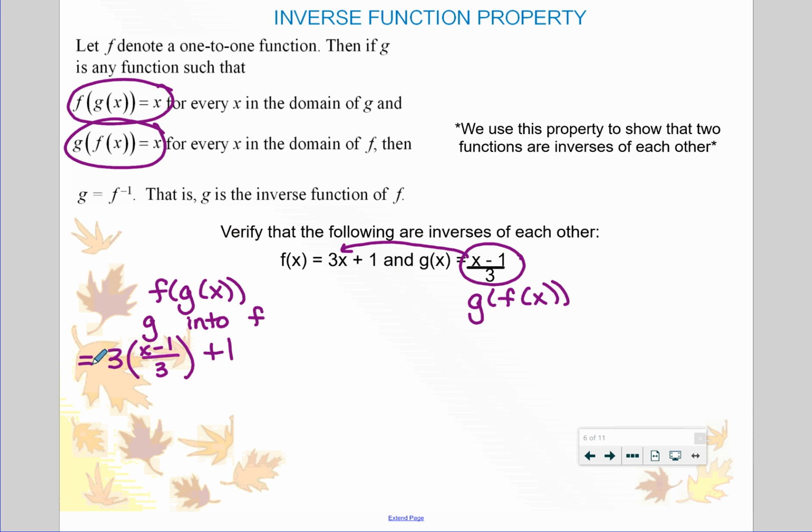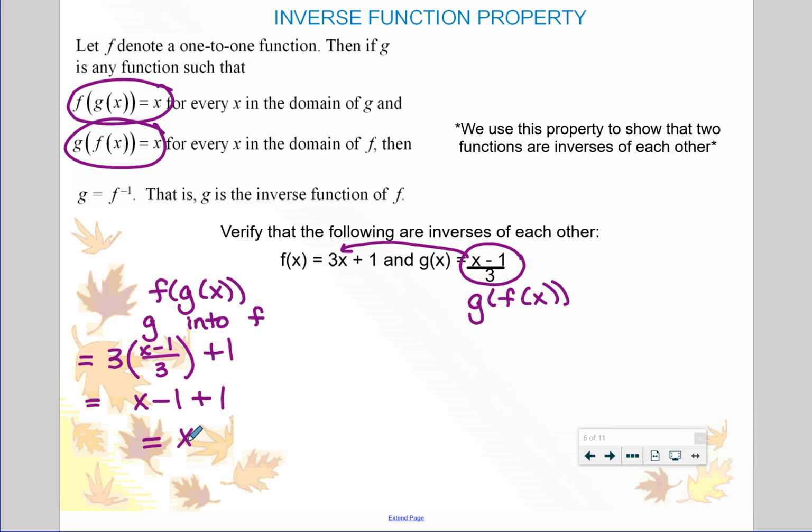The 3's cancel first. So if the 3's cancel, I'd be left with x minus 1 plus 1, and then the positive 1 and negative 1 cancel, and I am left with x. So far, so good. If at this point I got anything other than just an x, I would stop and say they are not inverses of each other.